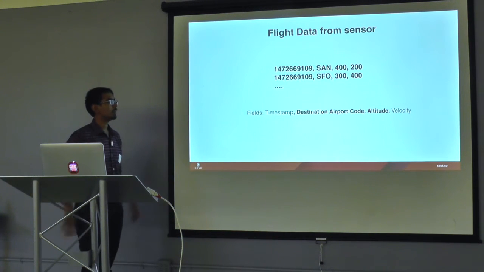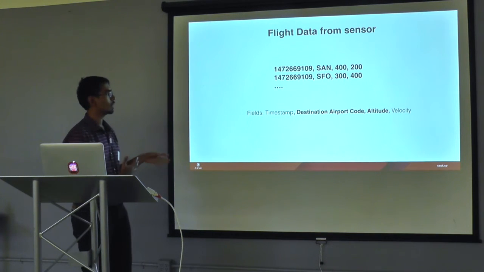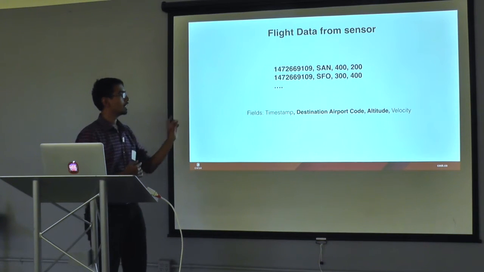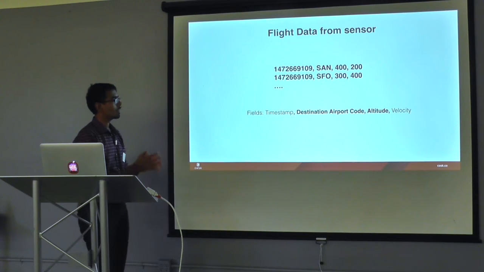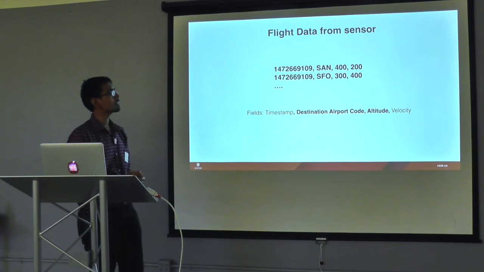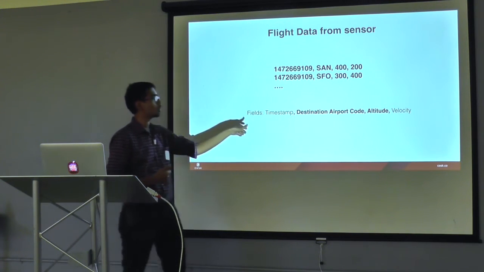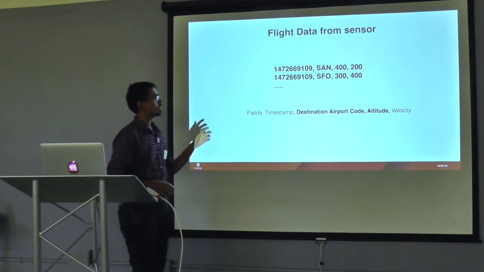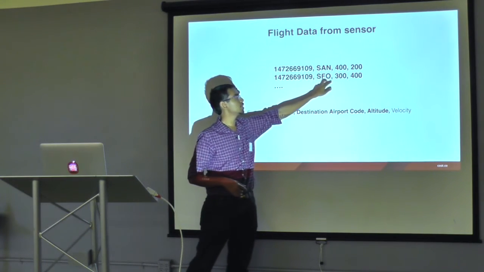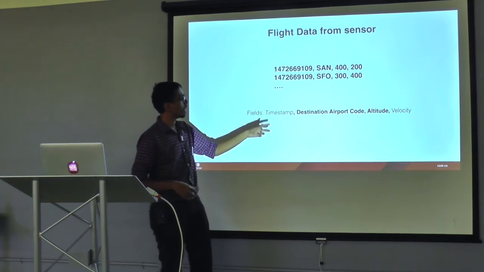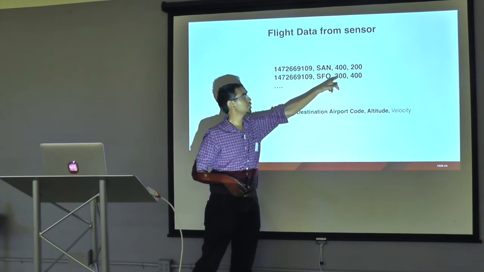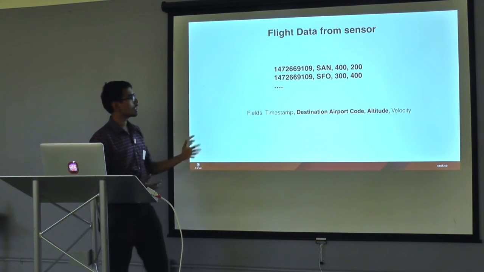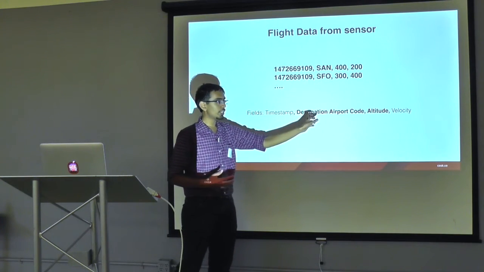And the flight data from the sensors looks like this, where you have a timestamp, then the destination airport code, and then the altitude and the velocity. So let's say this is the data that's coming from the sensors, and what we are interested in is the destination airport code and the altitude. So we'll group by this destination airport code. If SFO had another data point which had 400 as the altitude, SFO will get an average of 300 and 400, that will be 350 as the altitude. So each airport code will have one average altitude value.